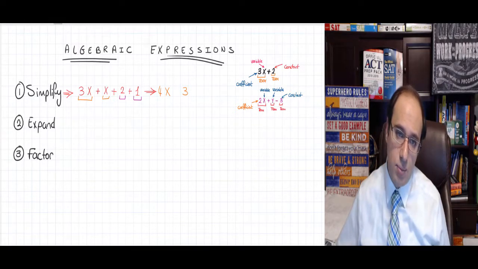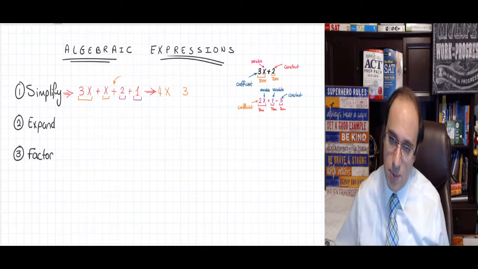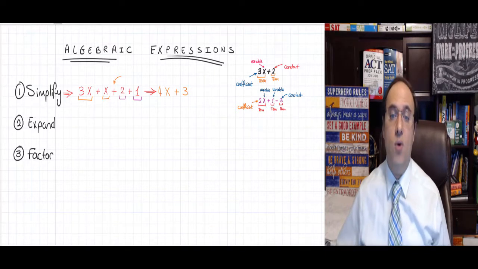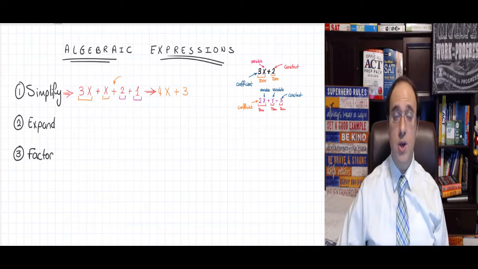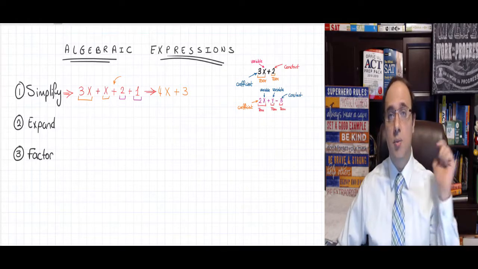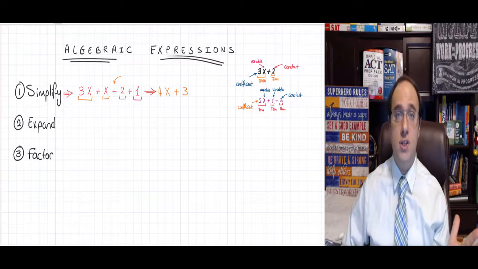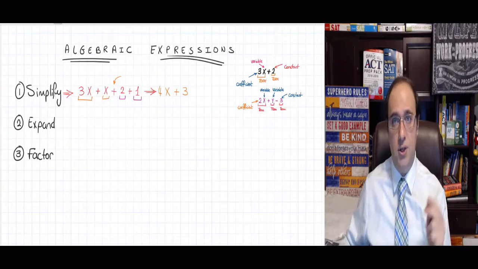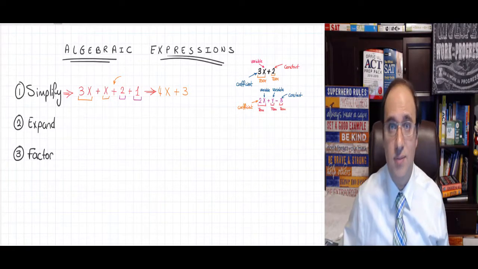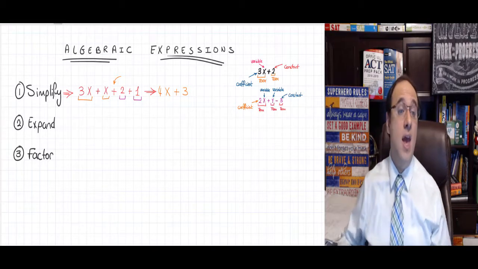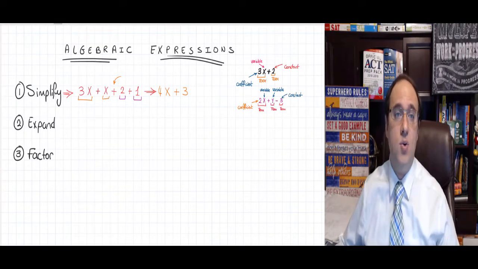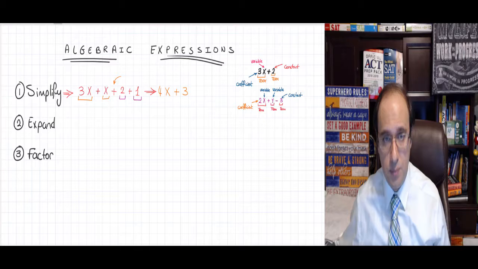And remember, we had a plus sign right here, so we keep that right there. Now, we simplified our expression. So instead of having 3x plus 2 plus 1, 4 terms, we just have 4x plus 3, 2 terms. Simplification. Easy? Perfect. Expanding and factoring are a little bit more difficult.